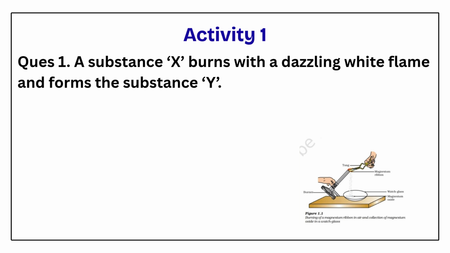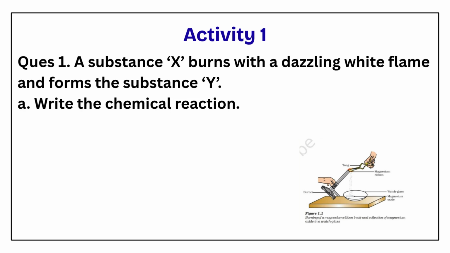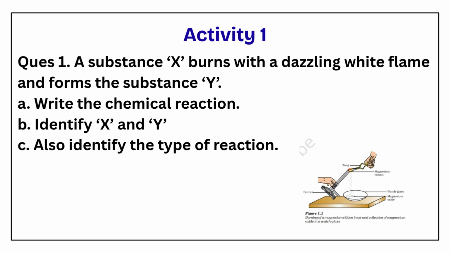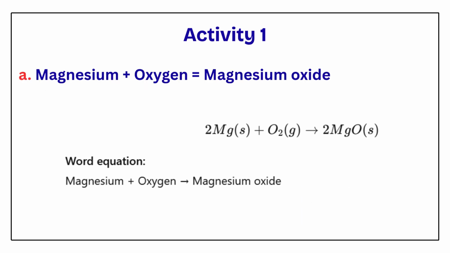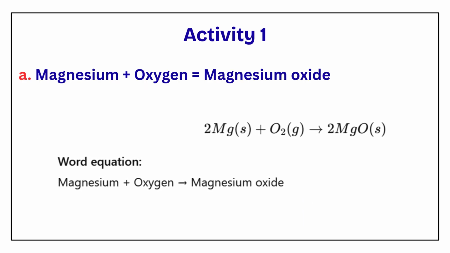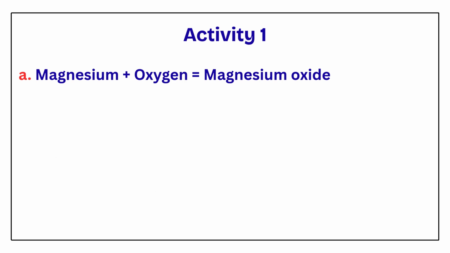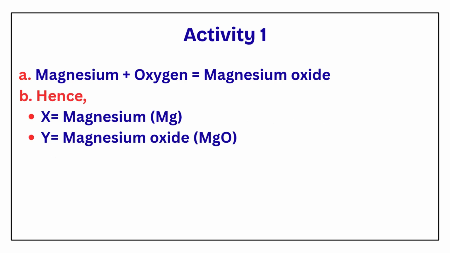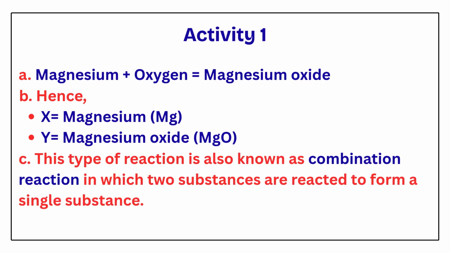Activity number 1. The questions related to this activity that have been generally asked in the board exam are: a substance X burns with a dazzling white flame and forms the substance Y. Write the chemical reaction, identify X and Y, also identify the type of reaction. So in this you have to write the reaction of magnesium with oxygen where magnesium oxide is formed. Hence, X is magnesium and Y is magnesium oxide. And this type of reaction is a combination reaction in which two substances are reacting together to form a single substance.